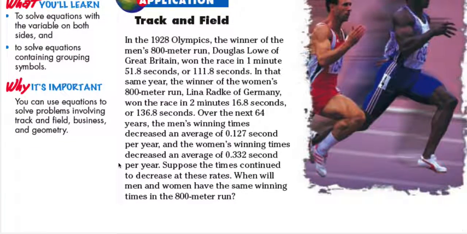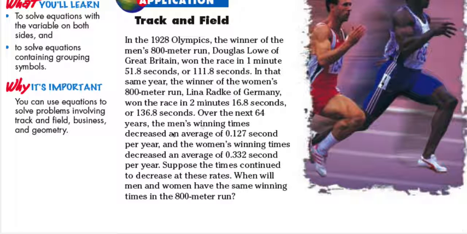In the 1928 Olympics, the winner of the men's 800-meter run, Douglas Lowe of Great Britain, won the race in 1 minute 51.8 seconds, or 111.8 seconds. In that same year, the winner of the women's 800-meter run, Lena Radke of Germany, won the race in 2 minutes 16.8 seconds, or 136.8 seconds.